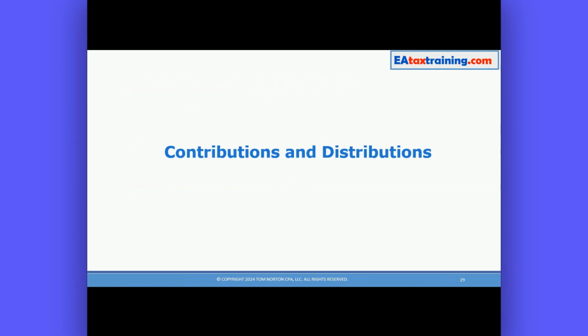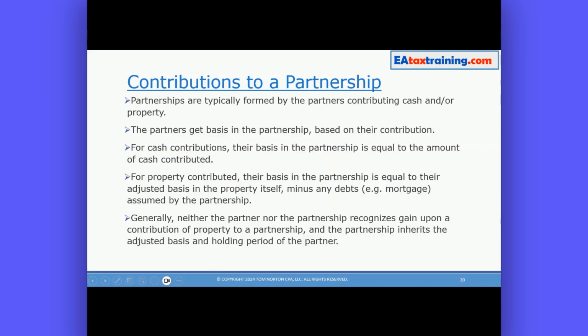Contributions and distributions. So this is making contributions to a partnership or taking distributions from a partnership. Contributions to a partnership. Partnerships are typically formed by the partners making contributions. So they contribute either cash or some sort of property to become partners in the partnership. The partners get basis in the partnership based on the amount of their contribution. And we're going to talk more about basis coming up.